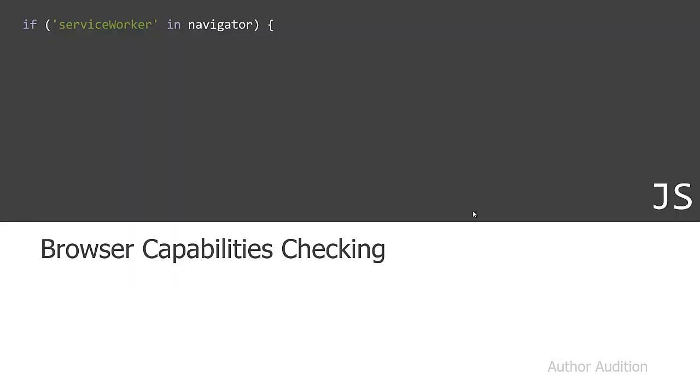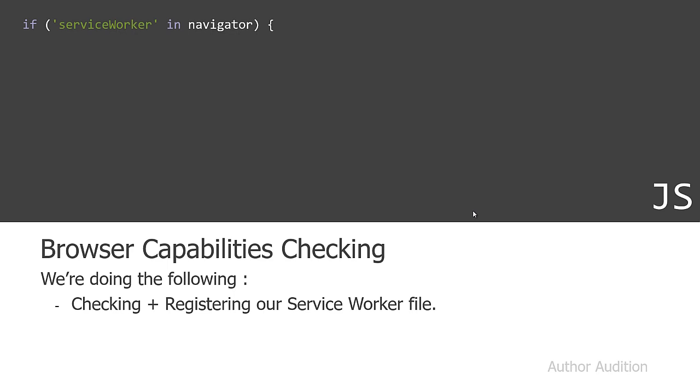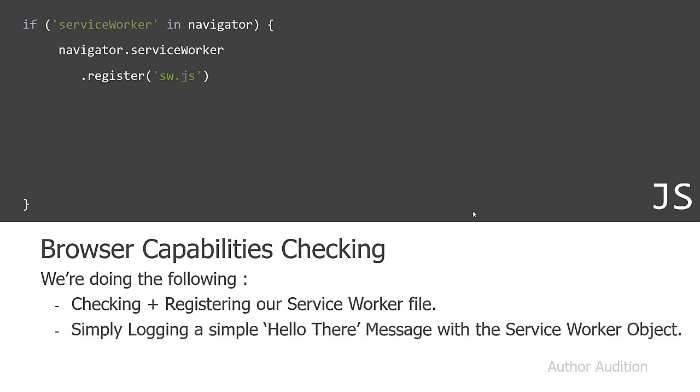So now let's talk about some code. Like I said, we need to do some browser capability checking because service workers are not available everywhere. First of all, we need to register our service worker file. We need to check if the service worker is present in the navigator object. Then, if so, we're going to register by calling the register function and giving it the name of our service worker file. Then we're simply going to log a hello there message plus the service worker object.